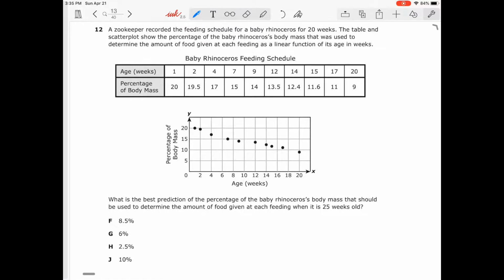Okay, a zookeeper recorded the feeding schedule for a baby rhinoceros for 20 weeks. The scatter plot shows the rhinoceros's weights. Scatter plot means we need to create an equation. The easiest way to do this is to use our handy dandy calculator for this.